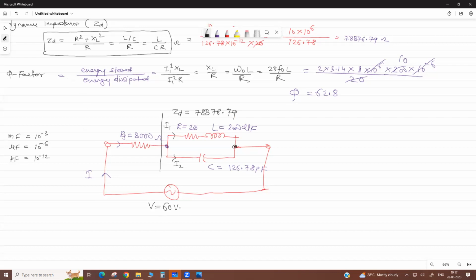Sir, this one above, what have you done here? Which one? Here, this energy stored over energy dissipated. Yes, sir. Stored by the energy dissipated. So energy is stored in the inductor, that is I square XL, and it is dissipated as I square R. Then I square, I1 square cancel. XL by R, then omega L by R. Now omega naught you know is 2 pi F naught.